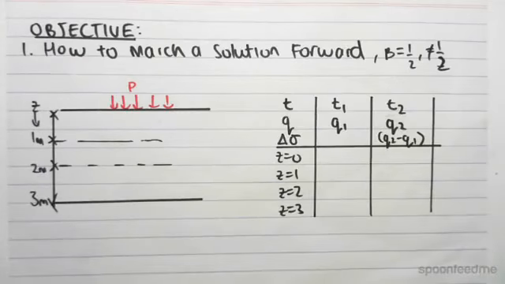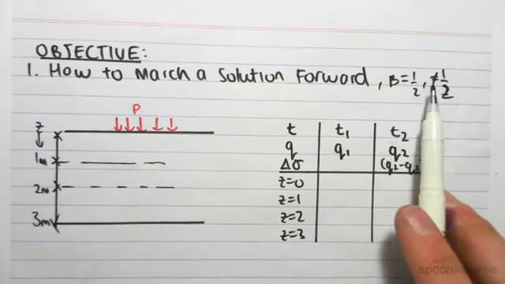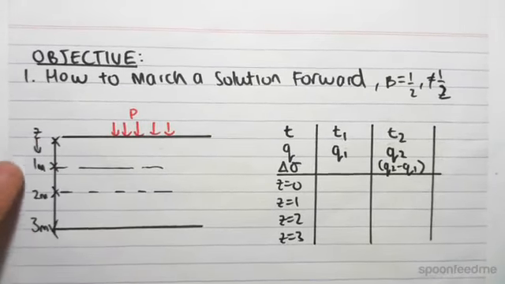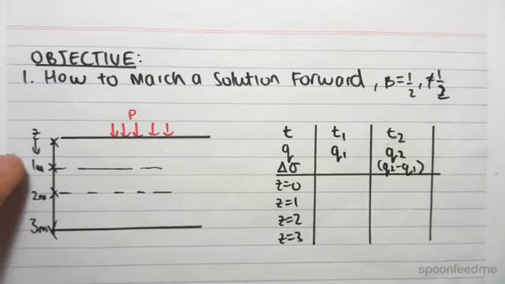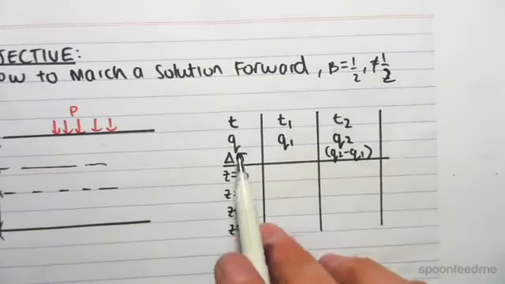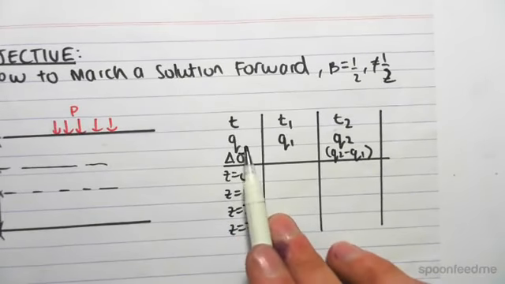So the objective of this video is we're going to see how to march a solution forward when beta equals a half and when beta doesn't equal a half. So we've got here a layer of soil which we've subdivided into three layers, 1 meter, 2 meter, and 3 meter. And we saw in the previous video we have the time, the applied stress.